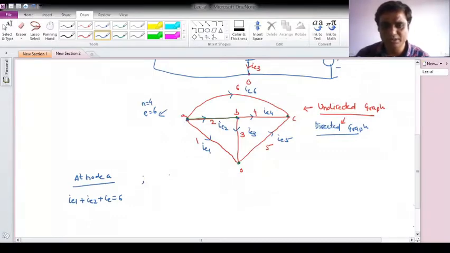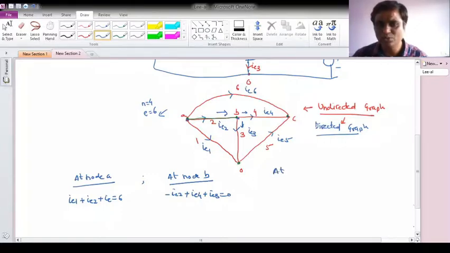Then at node B, what will be the equation? Node B: this is incoming, outgoing and outgoing. So it is minus I2 plus I4 plus I3, which is equal to 0. And at node C, all are incoming. So it is minus I6 minus I4 minus I5 equal to 0.